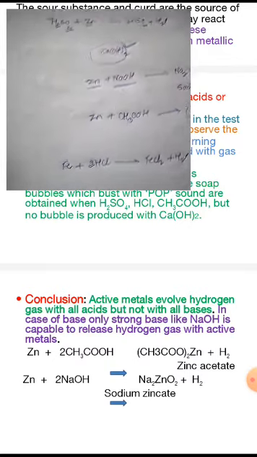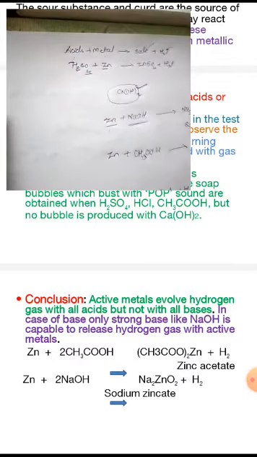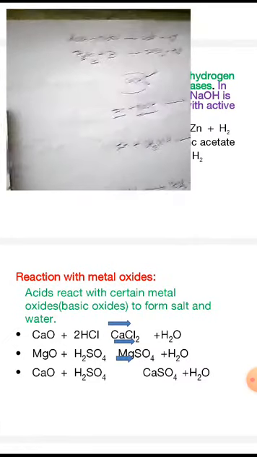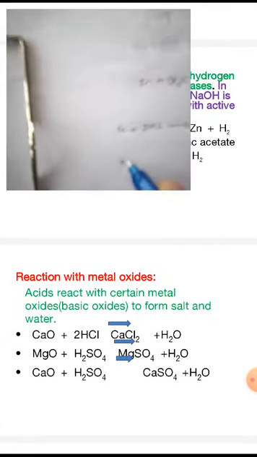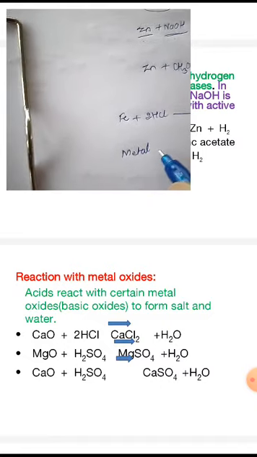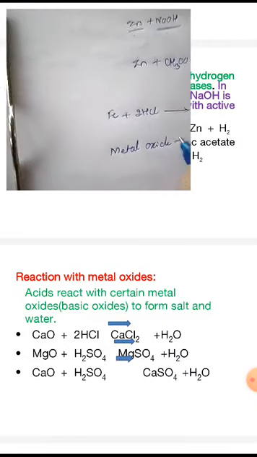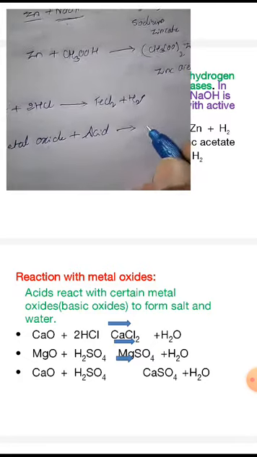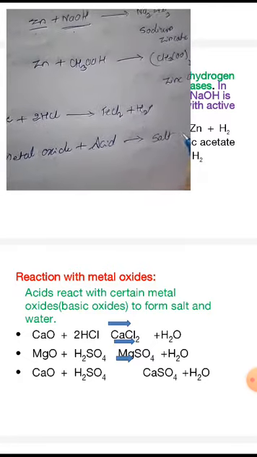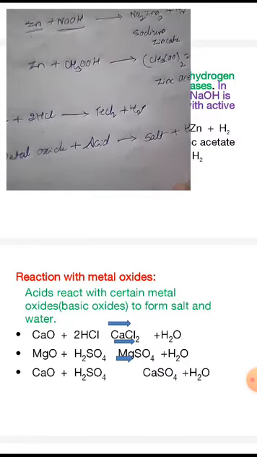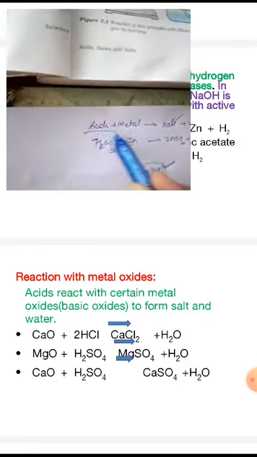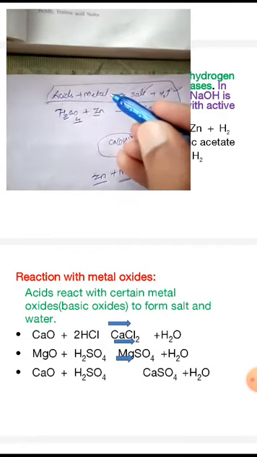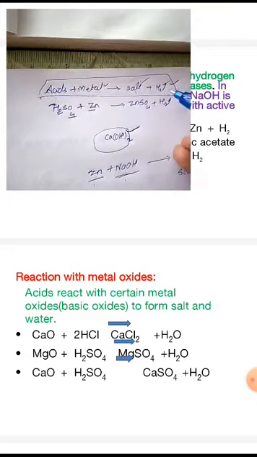Got it? Okay. Next one is reaction with metal oxide. What happens when a metal oxide reacts with acid? What does it produce? That time it produces salt plus water. See here, metal plus acid produces salt and hydrogen. Why? Because here only metal is there, so salt and hydrogen will be released.